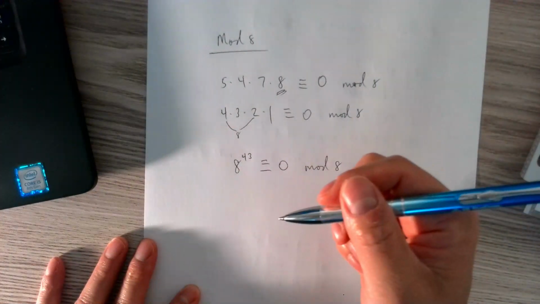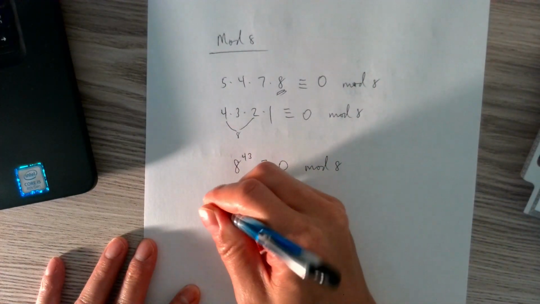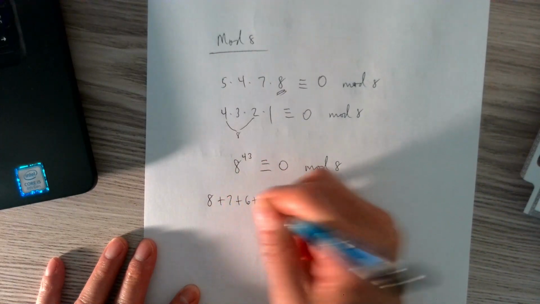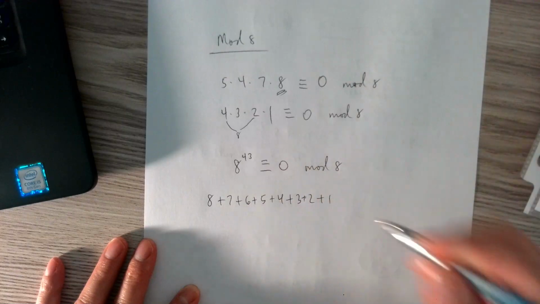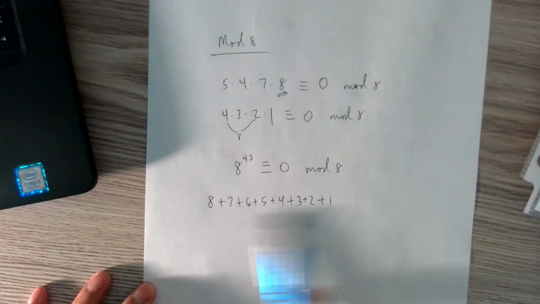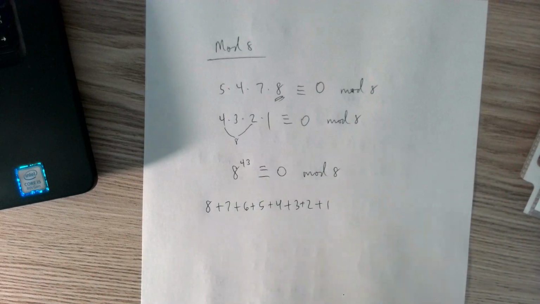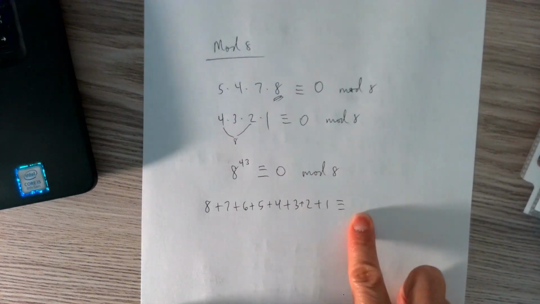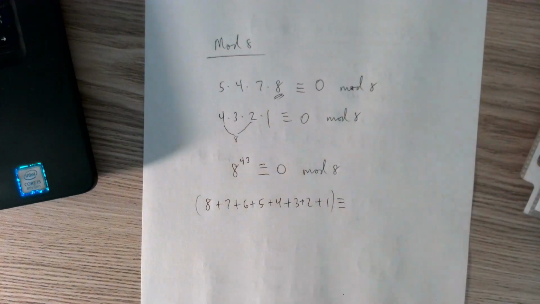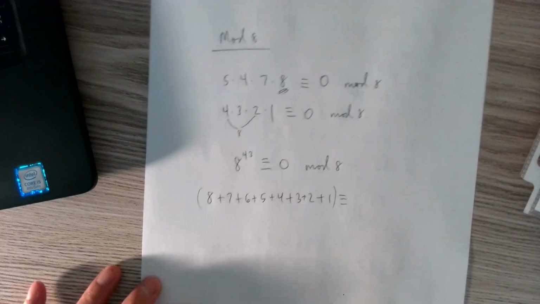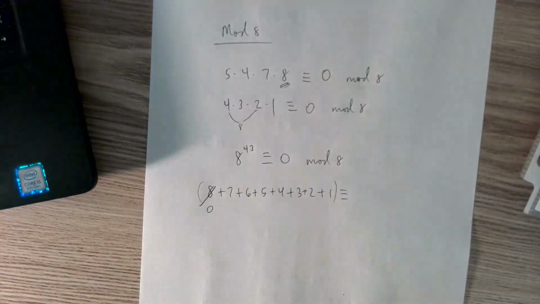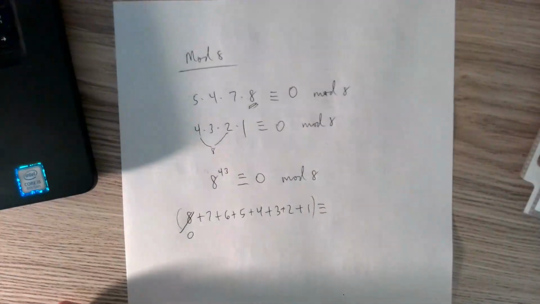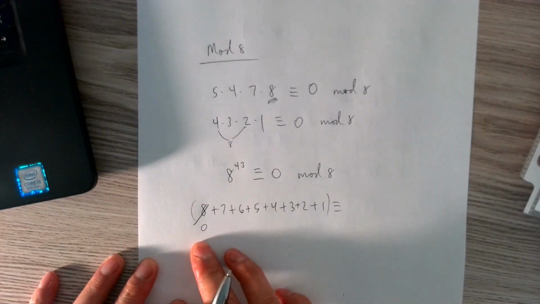Now if I have a sum, and one of my addends in the sum is 8, does that mean that the sum is going to be a multiple of 8? Is that also going to be 0? Maybe, maybe not. What I can do is replace this 8 with a 0, right? Because I know for a fact that 8 is a multiple of 8. So 8 is equivalent to 0 in mod 8.